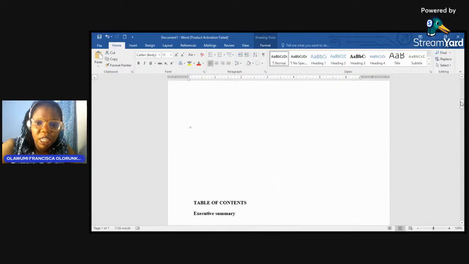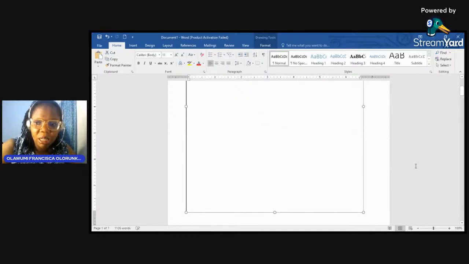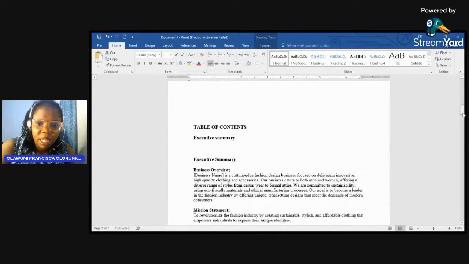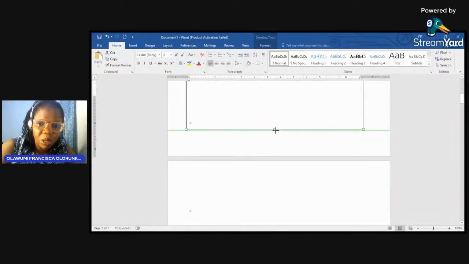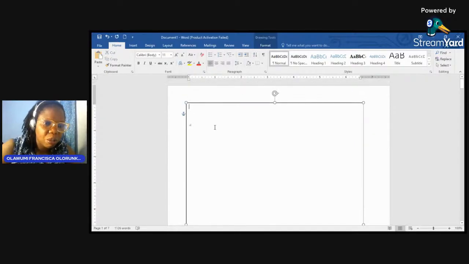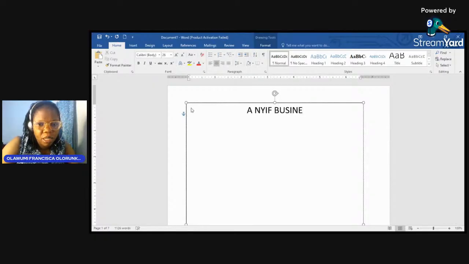Let's assume you are asked to come and physically pitch your business. You will not be submitting a hard copy of your grant application just like you're submitting a note. Remember, it's a professional document. So here you're going to just centralize, just say NYIF business grants. Understand?